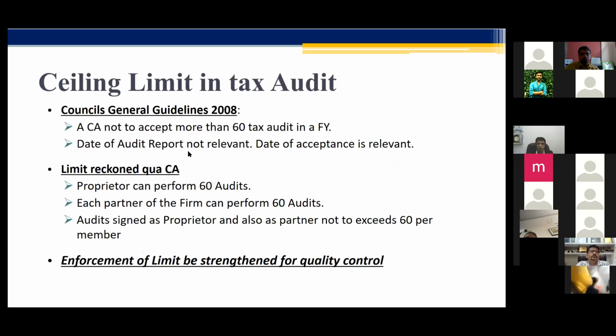Next, the limit of tax audit. As we know, it has now been 60. Initially, it was 40 for each partner. If the partner has, then it has to be calculated partner wise.